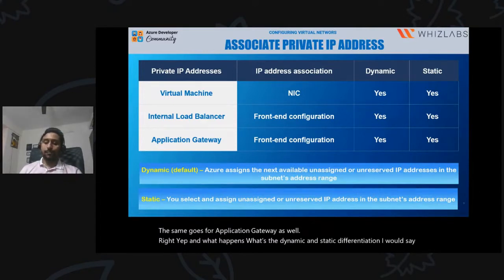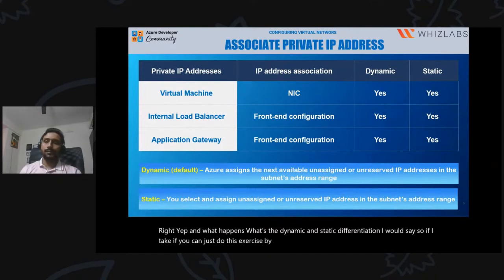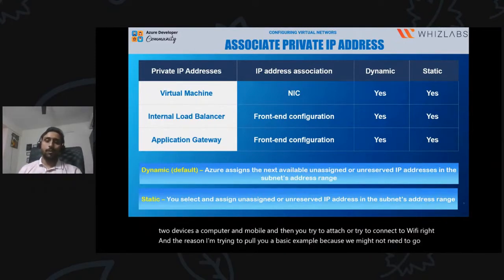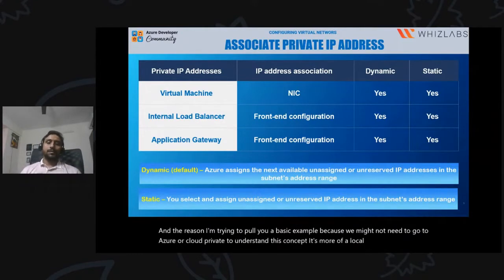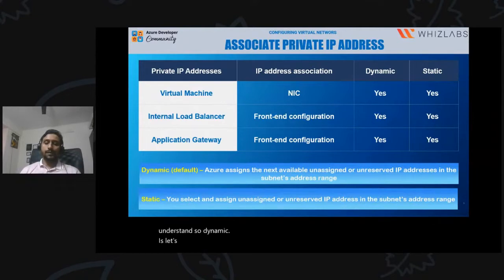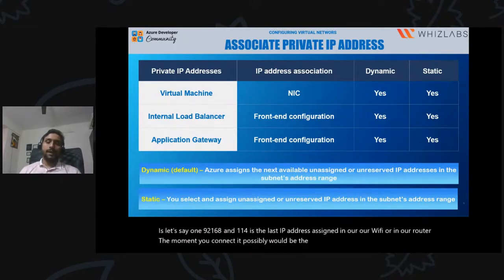If you observe, you can do this exercise by yourself and you'll realize. Let's say you have two devices, a computer and a mobile, and you try to connect to a Wi-Fi, right? The reason I'm pulling a basic example is that we might not need to go to Azure or a cloud provider to understand this concept. It's more of a local thing we can understand. So dynamic is, let's say 192.168.1.14 is the last IP address assigned by our Wi-Fi router. The moment you connect, it possibly will be the next free one, so that can be 15. Then if you connect the mobile, that's going to be 16, right? Now next time you shut everything down, next day if you first connect the mobile, it gets IP number 15, and the laptop connected later gets IP number 16.